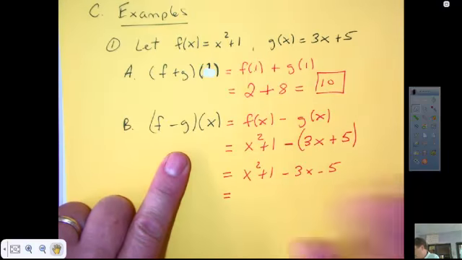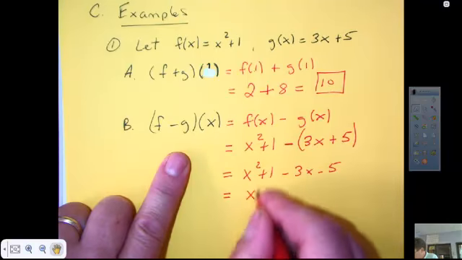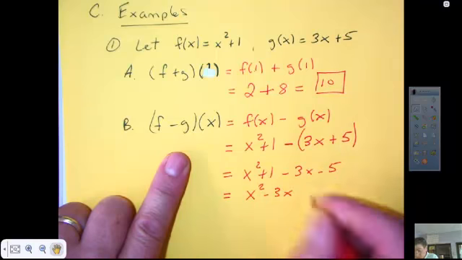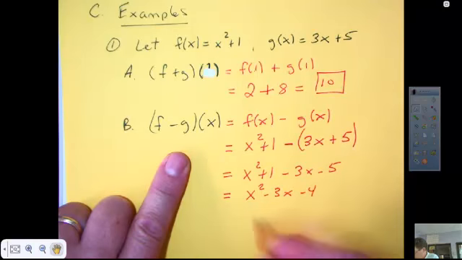Okay, so now what can I combine? Well, not a lot. But I can combine what? The minus 4? That's all I can do. So not a lot.